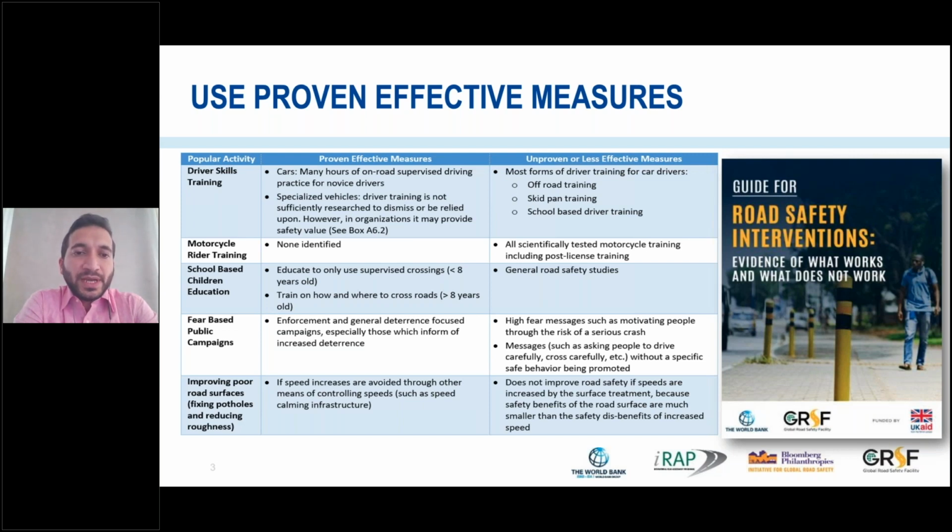In the GPN, a series of measures are recommended. And if you want to learn more about these measures, you may download the following guide: Road Safety Interventions, Evidence of What Works and What Doesn't Work. That's developed by the Global Road Safety Facility. Next, you'll see a case study from Nepal on how we apply road safety.